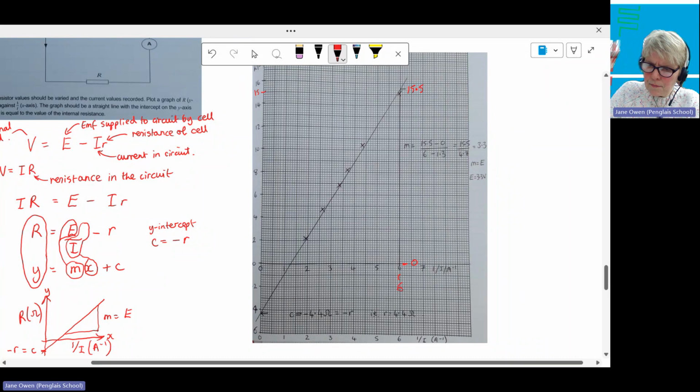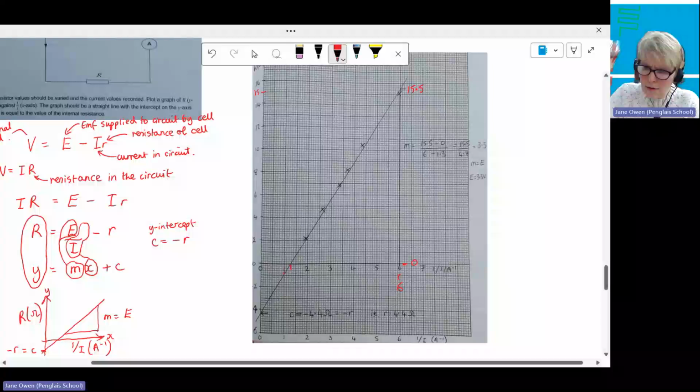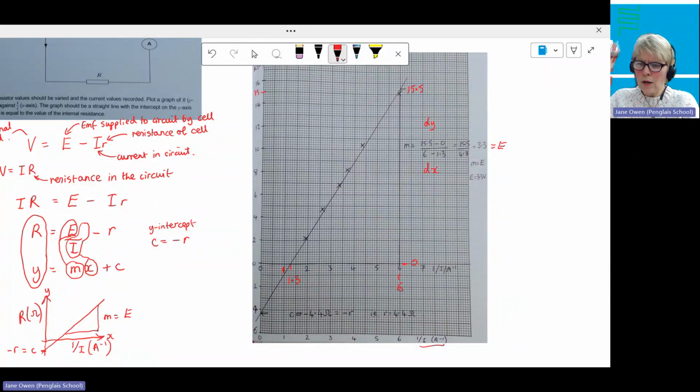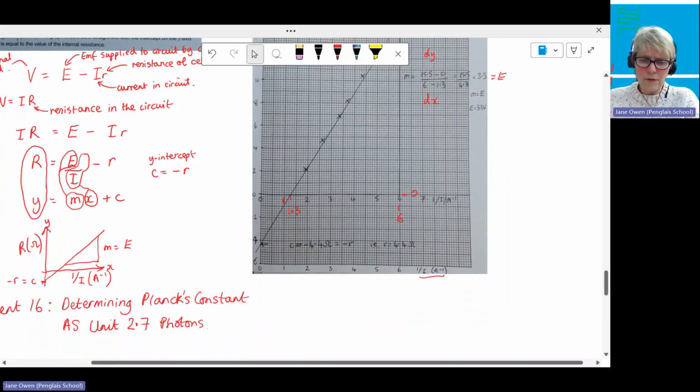And then 6 here, and then here, this bit's 1, so 1.3 here. Now notice there's no power of 10s that I need to worry about. So all I have to do is dy divided by dx to get my value of gradient. And that gradient is equal to E, the EMF, 3.3 volts. That seems in tune with the experimental setup. You'd expect 2 cells would be 3 volts. Okay, it's not too far out.